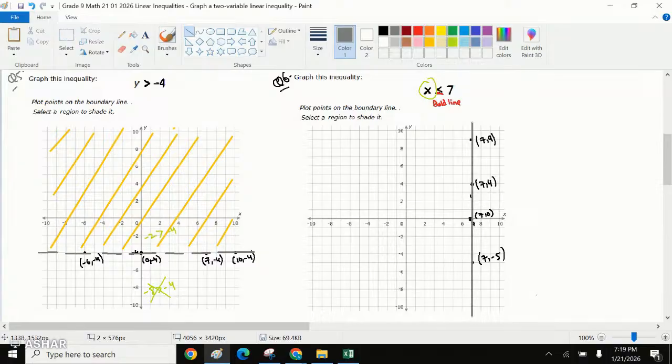Why am I not making a dotted line? Because it has an equal sign in the inequality. X is less than or equal to 7, right? So this will be a bold line, right? We write this equation, x equals 7. The equation of this line that is parallel to the y-axis.